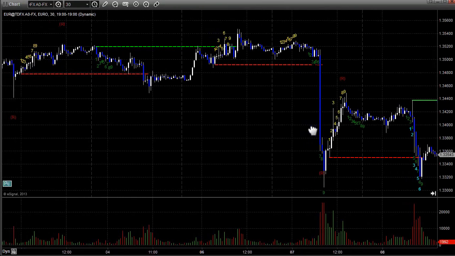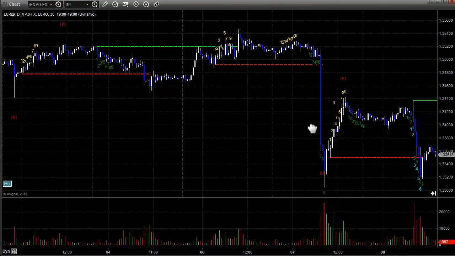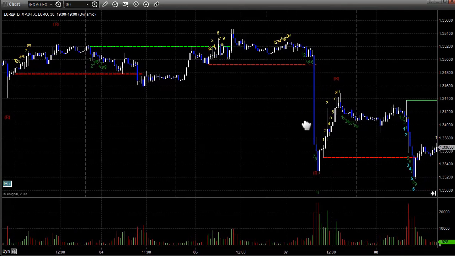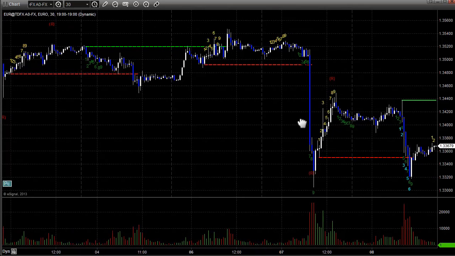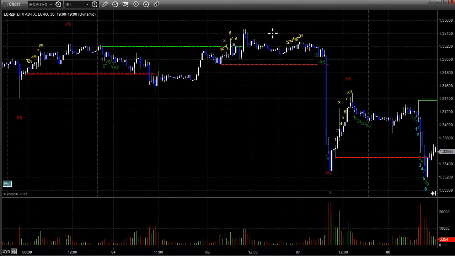Here's the euro dollar for the week. You can see there's the start of last week, closed out last week at just under 1.3500, closed out this week at just under 1.3370 or so. So lost 130 pips. What was the total range for the week? High to low about 240. That includes some spikes. And unfortunately, here's the problem.